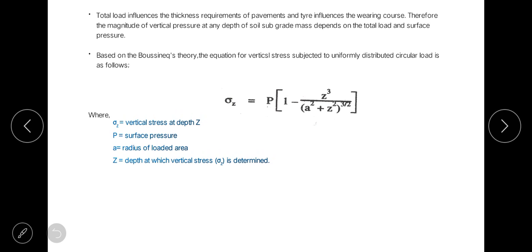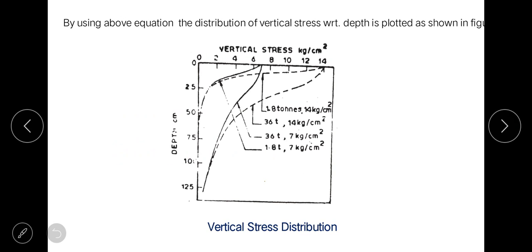sigma z is equal to p into bracket 1 minus z cube upon (a square plus z square) into bracket raised to 3 by 2. Now, what are all these? Sigma z is the vertical stress at depth z, p is the pressure at the surface, a is the radius of the loaded area, and z is the depth at which the vertical stress is determined. This formula you will have to mug up.